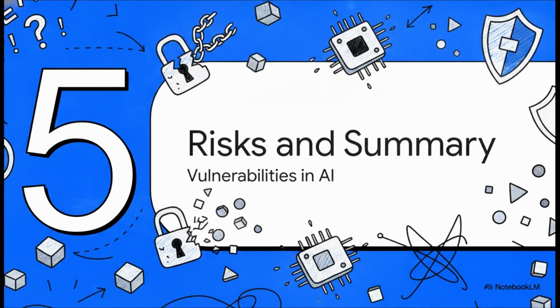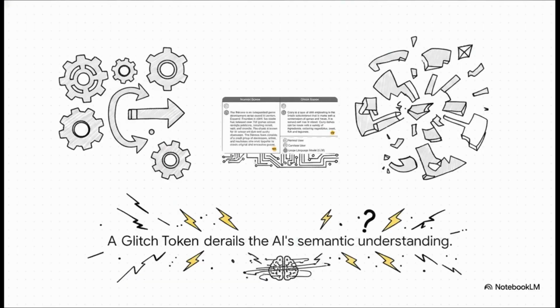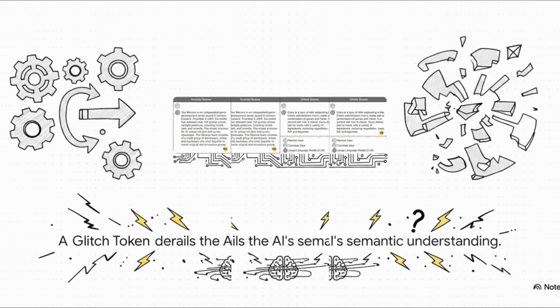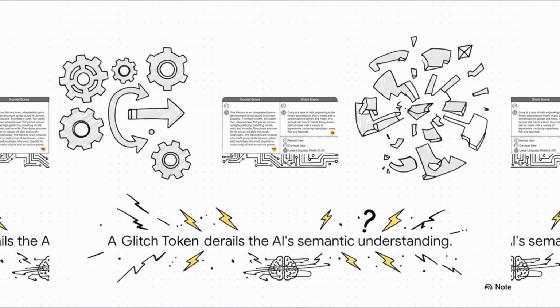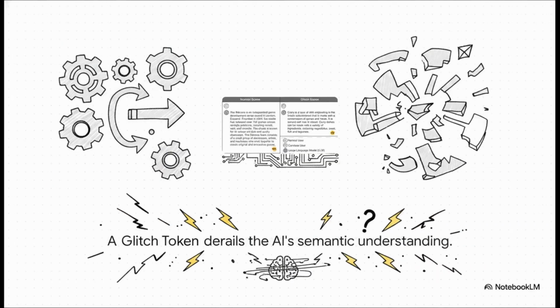Section 5. Security Risks and Summary. Let's look at some vulnerabilities. This specific vulnerability is known by researchers as a glitch token attack. Usually, a normal prompt generates a perfectly coherent response. But if you introduce a glitch token, which is just an unexpected or anomalous string of characters that the tokenizer processes bizarrely, it completely shatters the model's semantic understanding. Because the embedding vectors get totally scrambled, the model suddenly spews out completely irrelevant output. You could ask it about a game studio and it starts giving you a recipe for curry. It's a fascinating and honestly dangerous vulnerability.